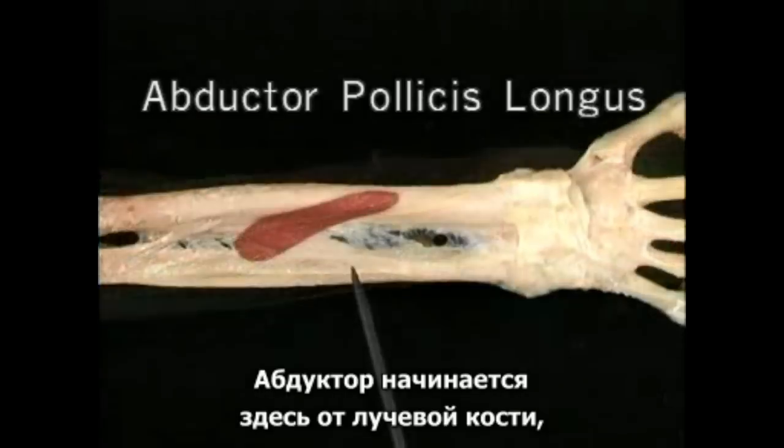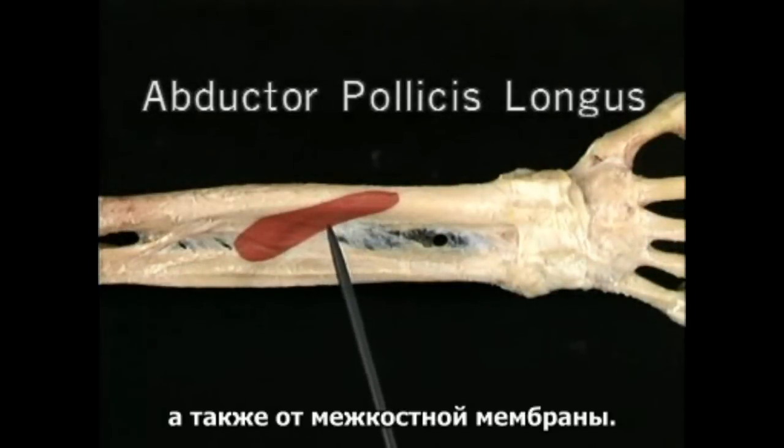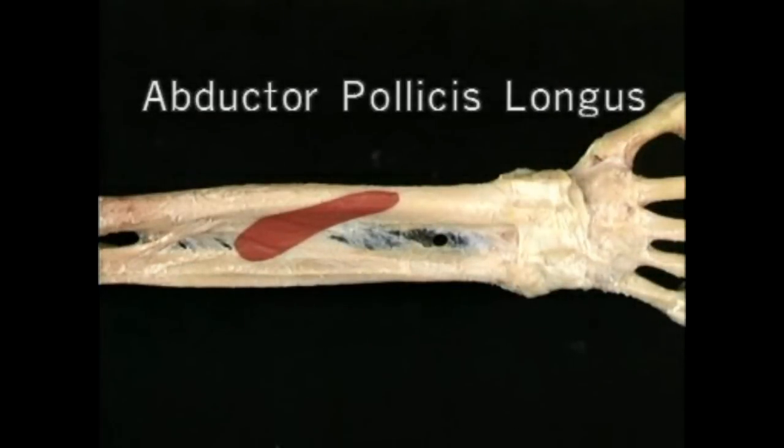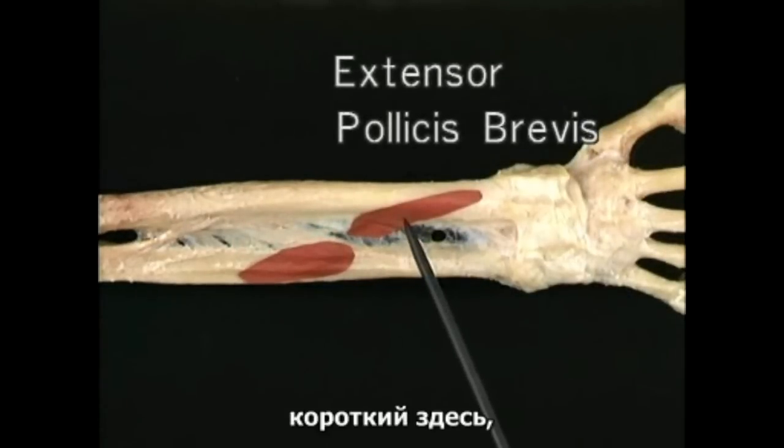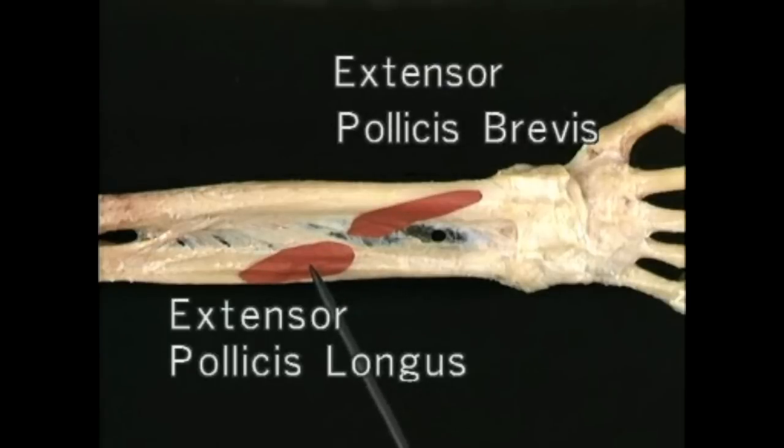The abductor arises from the radius here and also from the interosseous membrane. The two extensors arise a little more distally, the short one here, the long one here.